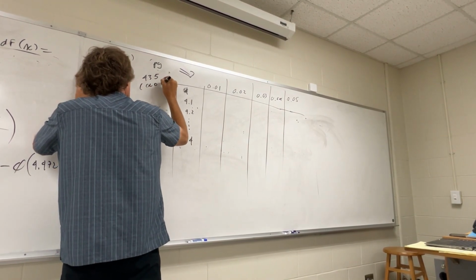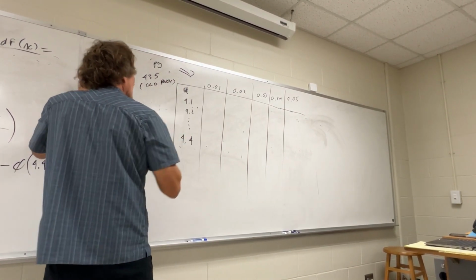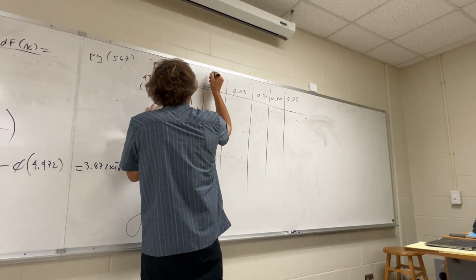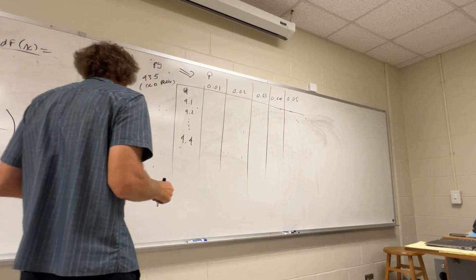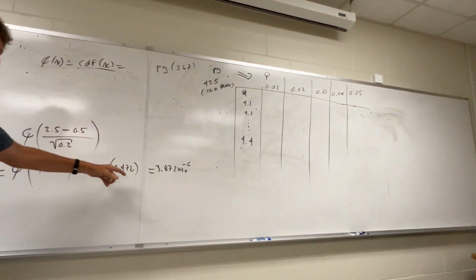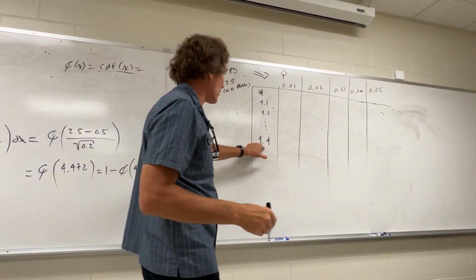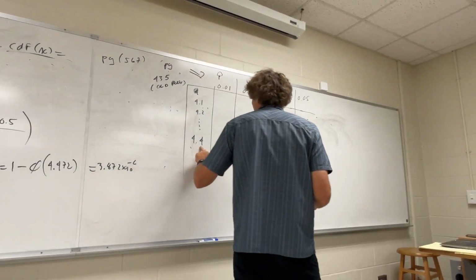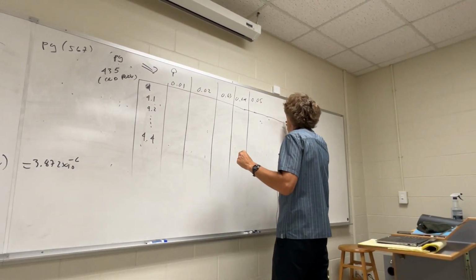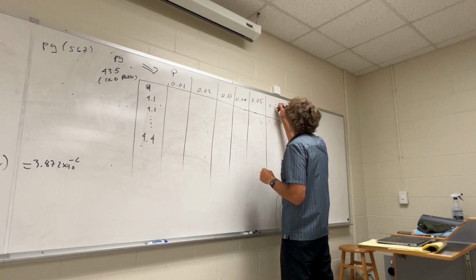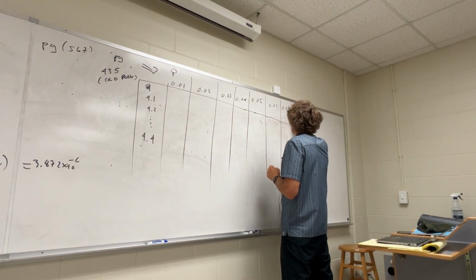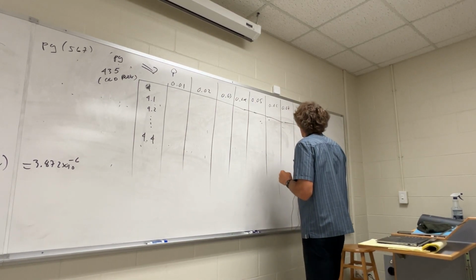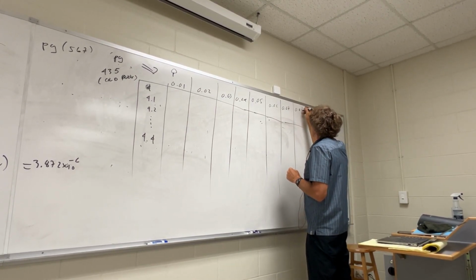I'll get out of your way. One second. All right, and this is the Q function, by the way. So if you look down to, remember ours is 4.472, so here's 4.4, and now I've got to look out here to 0.06, 0.07, and 0.08 here.